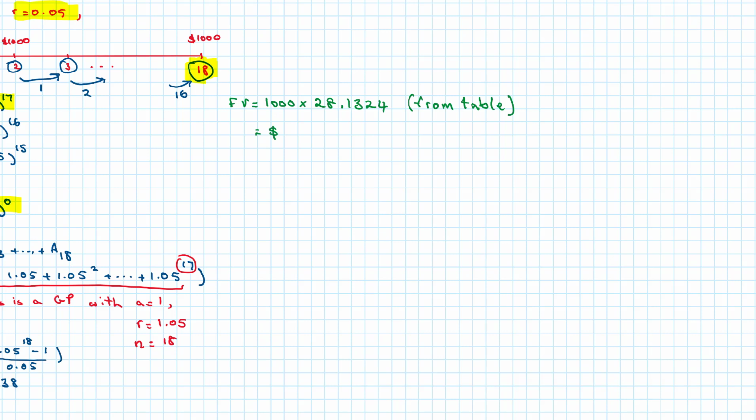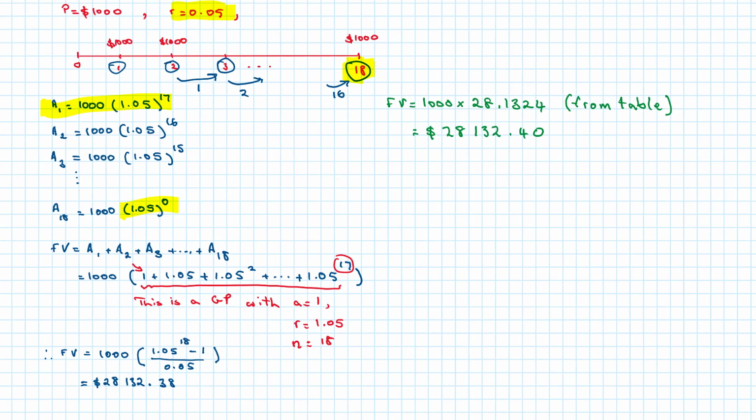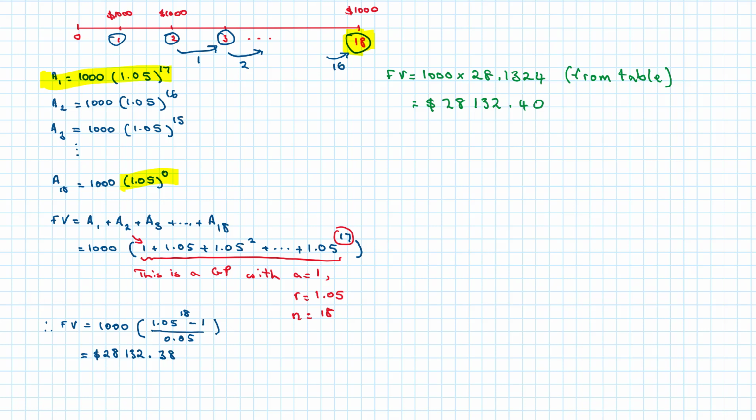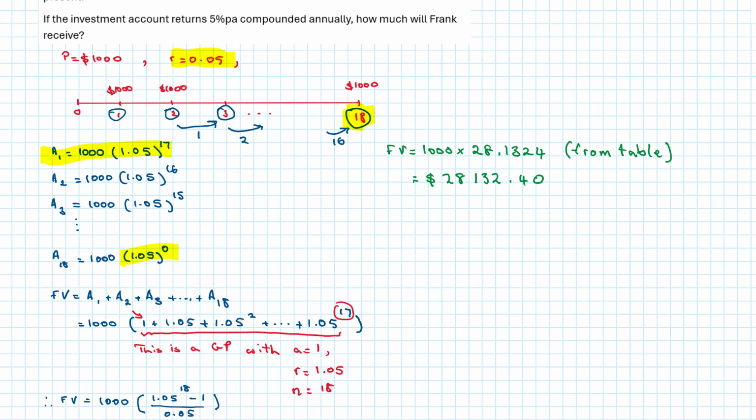And in this case, it's straightforward. It's $28,132.40, which you can see is pretty similar to the answer we had earlier. So if it's a table question, the space on the exam paper for working out will be limited and the marks will be limited. If it's not a table question, then the question will be worth more because there's a lot more working out that needs to be done.